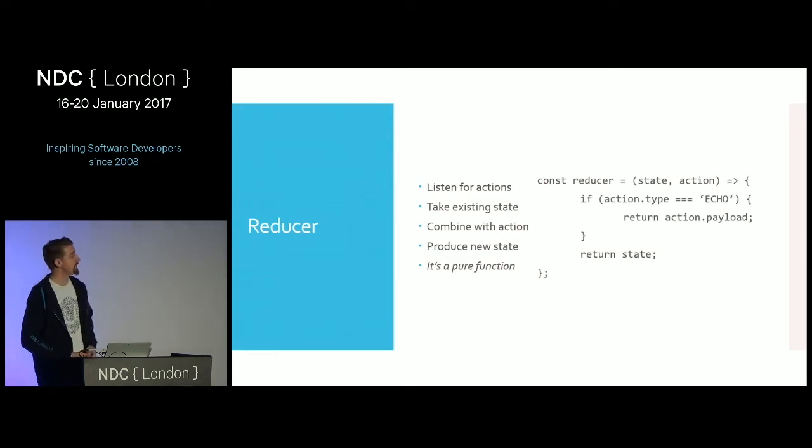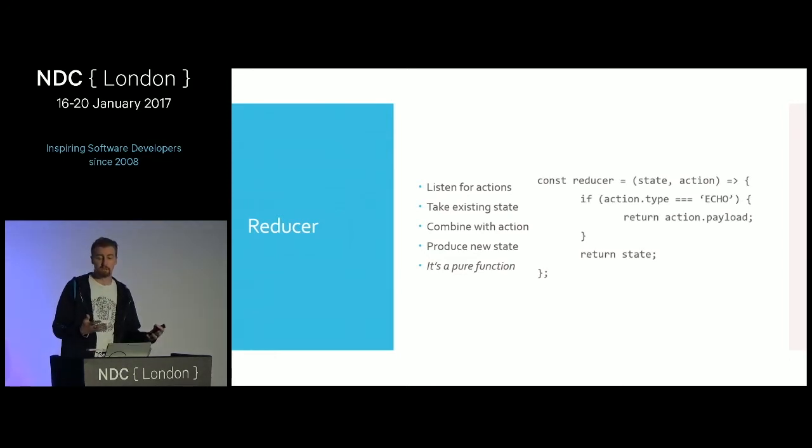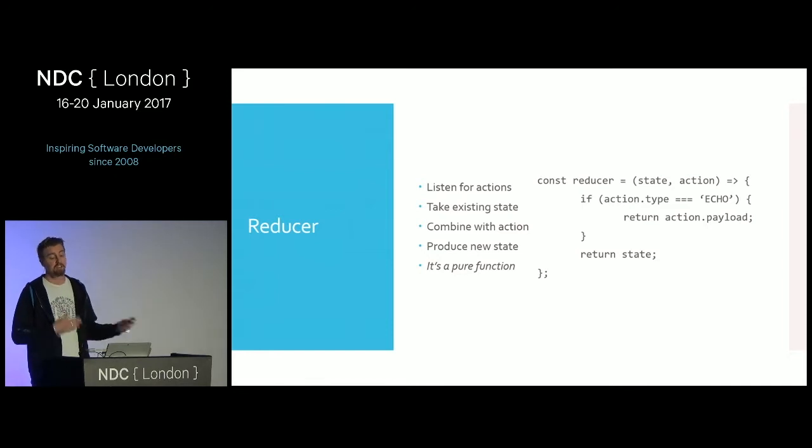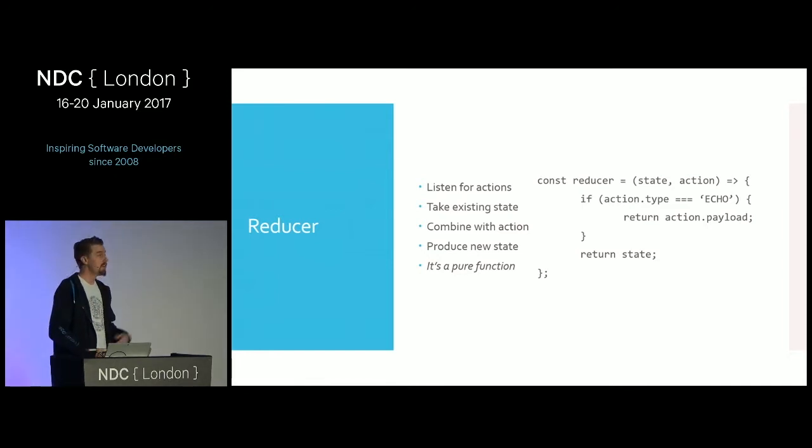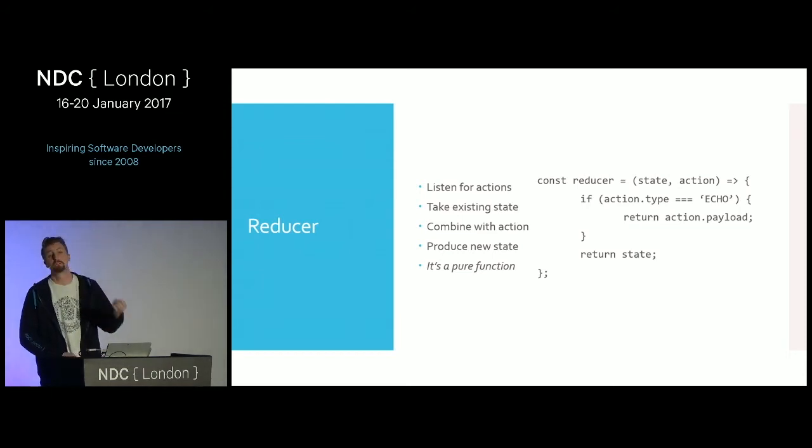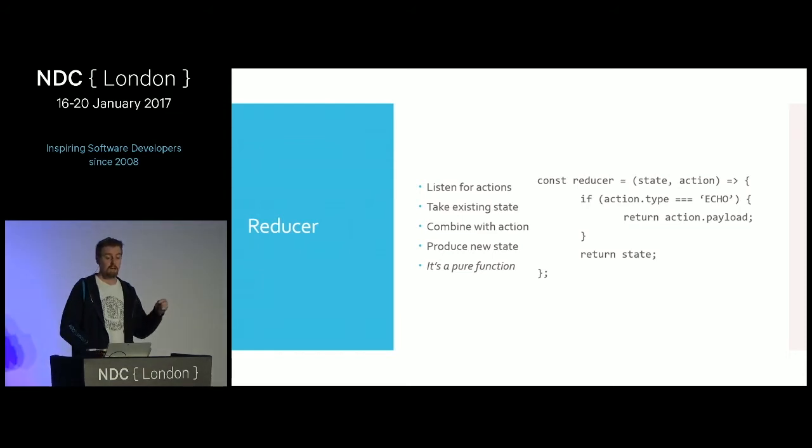So here's a reducer function. You see we've got two arguments that go to it: we have the state, and we have an action. We then are doing a test here to work out if this particular reducer is capable of handling some kind of an action.